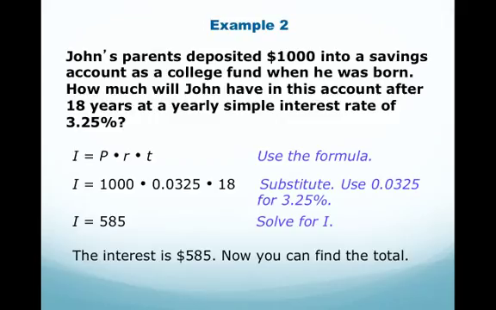If you want to find the total, then all you have to do is add the $1,000 to the $585, and you would get $1,585 that John would have for his college.